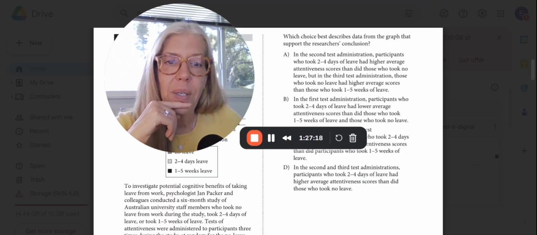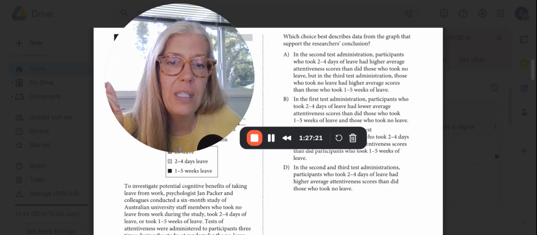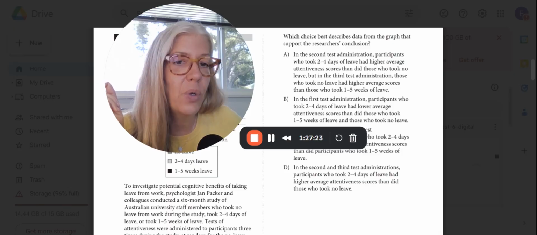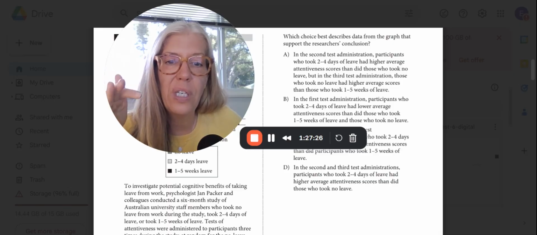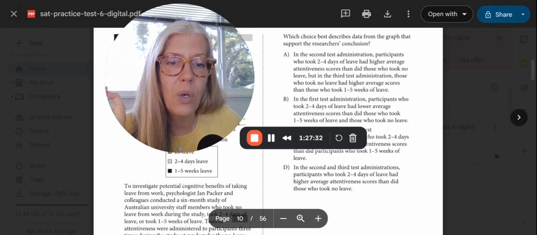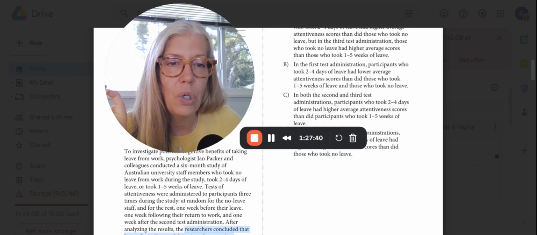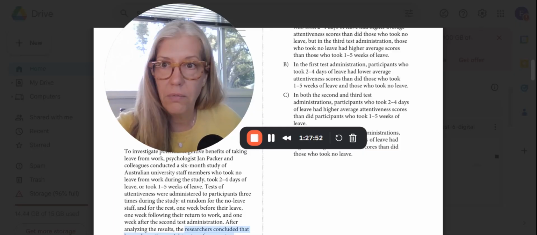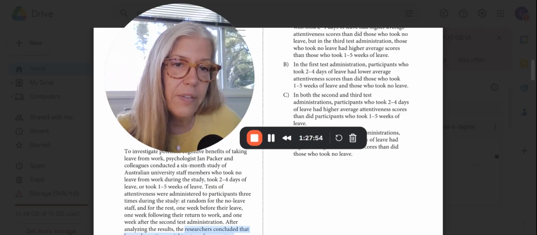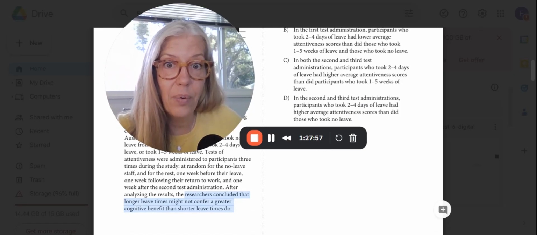B, in the first test administration, participants who took 2 to 4 days of leave had lower average attentive scores. Their conclusion was the opposite. 2 to 4 days was going to be better. Shorter is better than those who took 1 to 5 weeks of leave and those who took no leave. So no, shorter is better. That one's not good. C, in both the second and third test administration, participants who took 2 to 4 days of leave had higher average attentive scores than did participants who took 1 to 5 weeks. Shorter is better. They had higher cognitive attentiveness, brain power, all of that. So I like C because that's exactly what we're looking for.